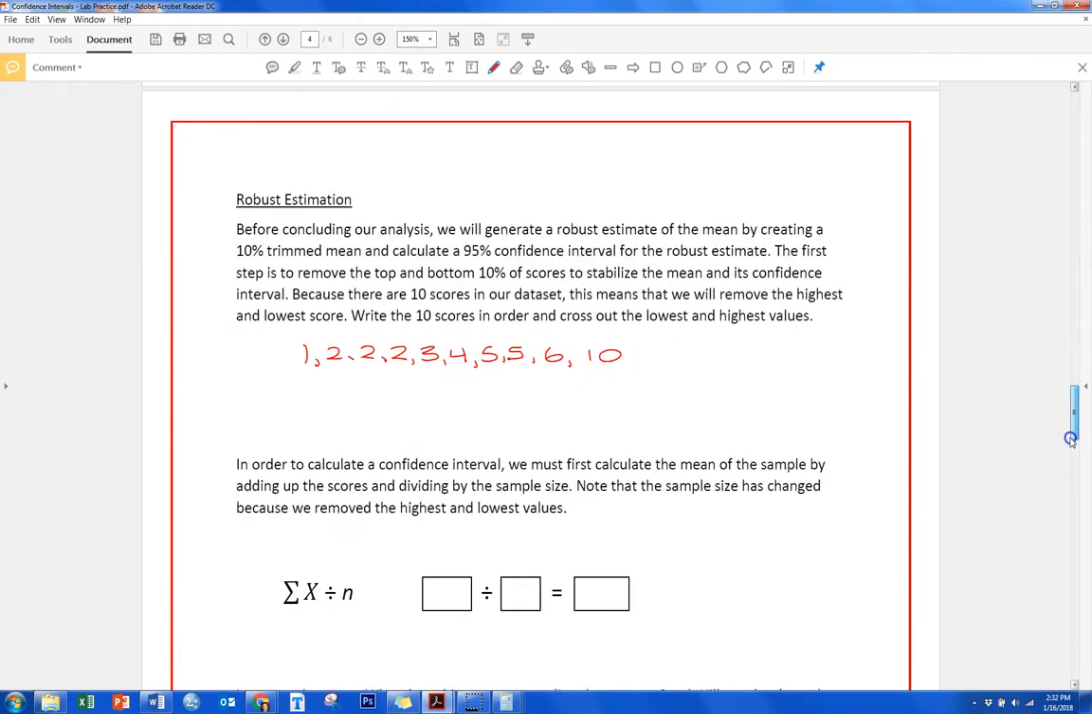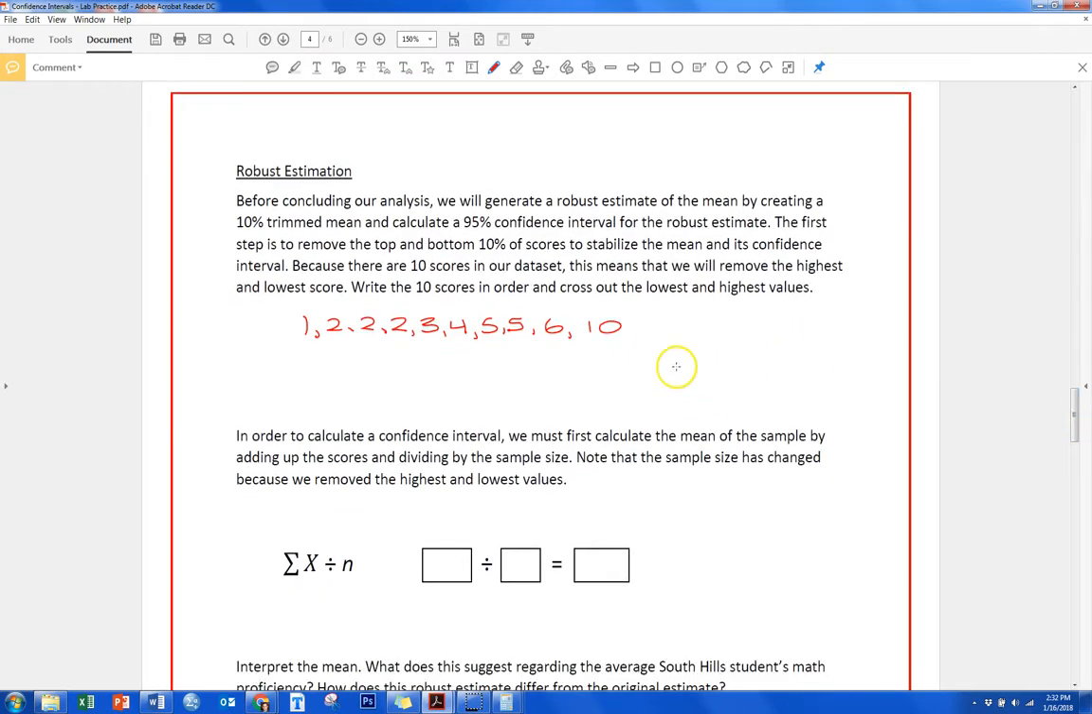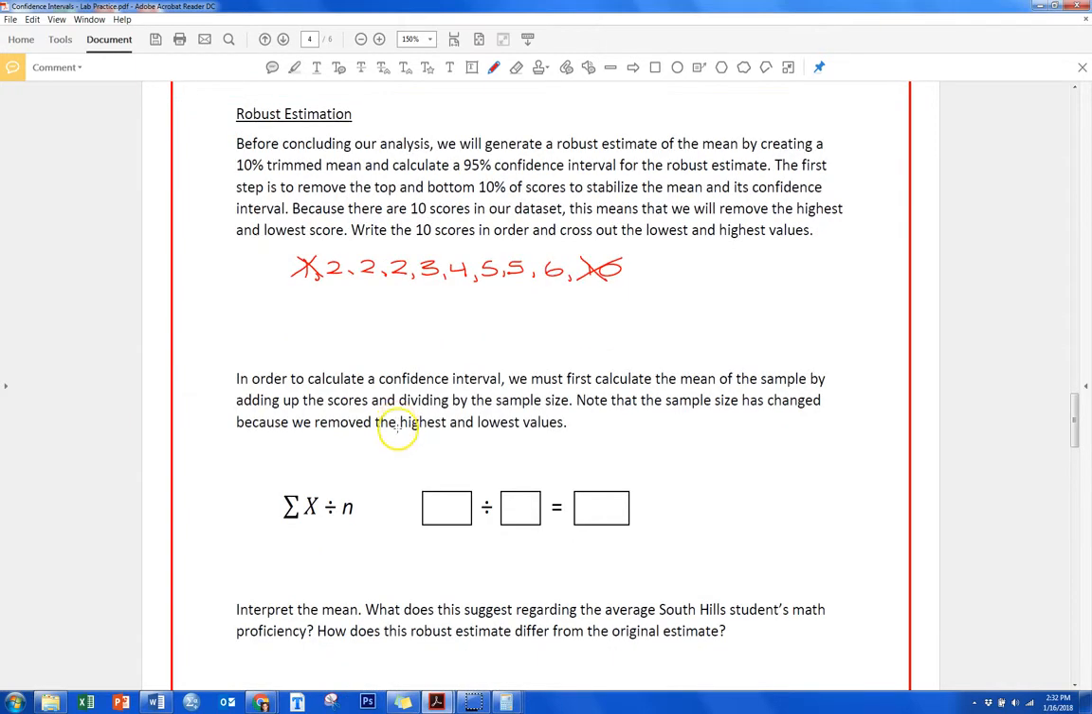Yep, that's it. Okay, so we're going to get rid of the 10% highest values, 10% lowest values. There's 10 of them. That makes the math easy. 10% of 10 is 1. So we're going to cross out the lowest and the highest. That means we're going to get rid of the lowest. Goodbye 1. Get rid of the highest. Goodbye 10.